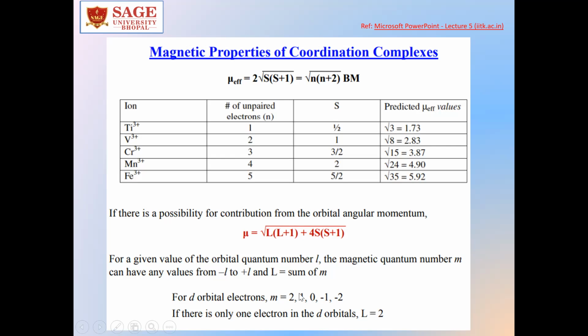And from this ML value, depending on whether we know the number of unpaired electrons or paired electrons, we will be able to calculate capital L. If we know the capital L, we will be able to calculate the magnetic moment value, that is the effective magnetic moment value, which will be the sum of the orbital contribution from the orbital angular momentum as well as the contribution from the spinning motion.